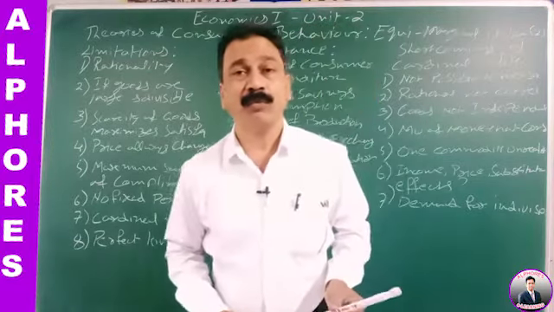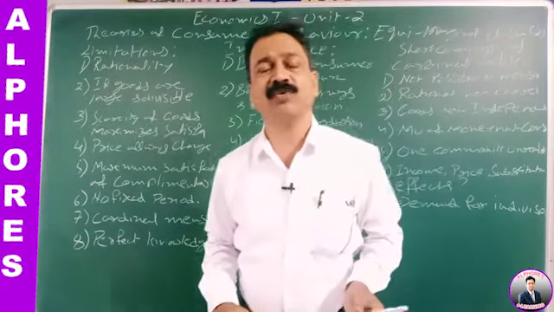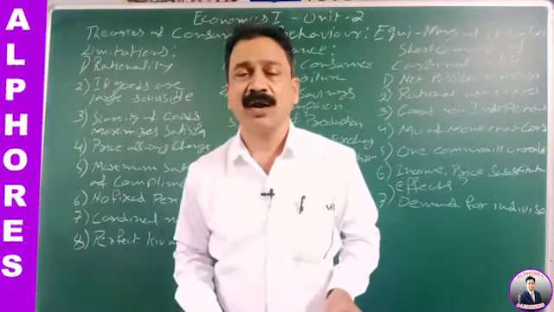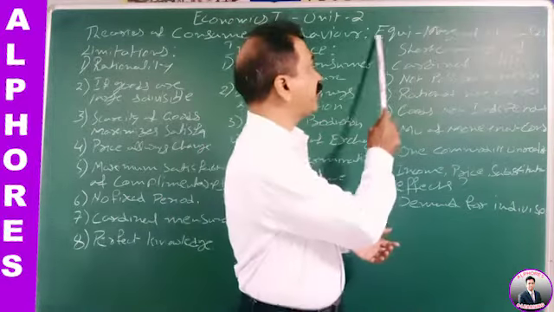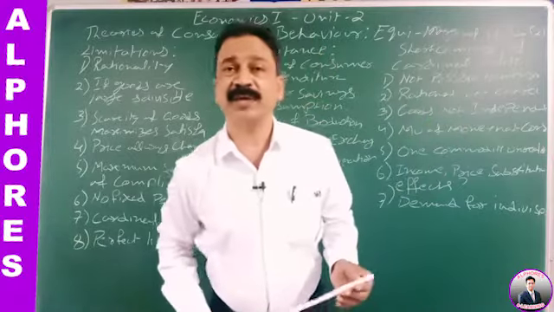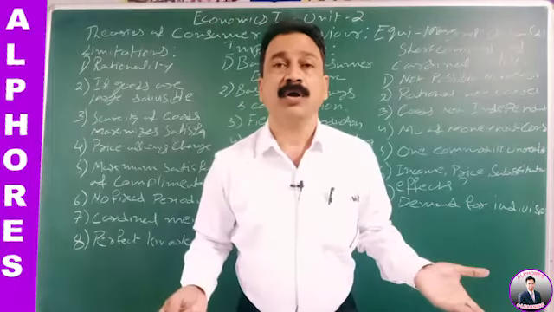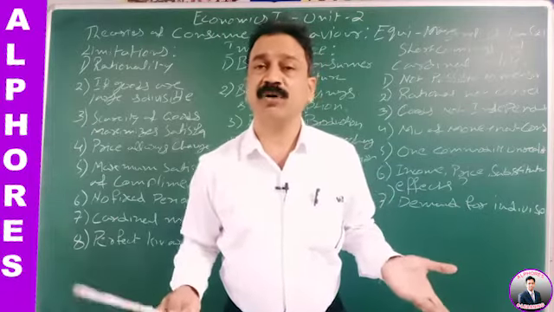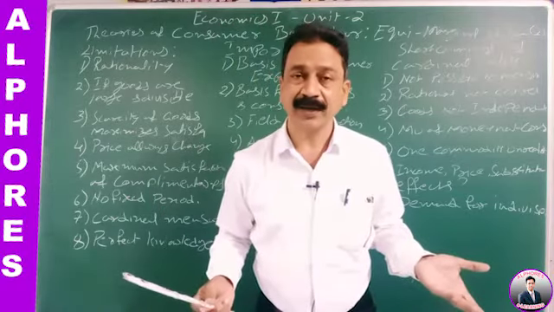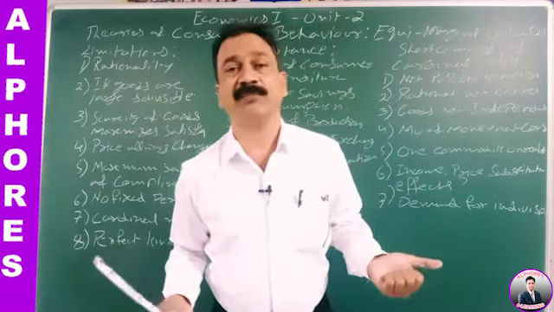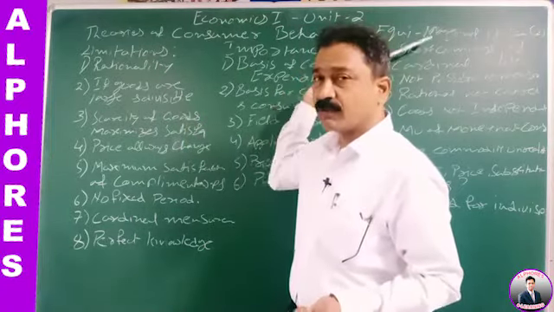Now we will see what are the limitations and what is the importance of the law of Equi marginal utility, which was developed and proposed in the book Principles of Economics by Alfred Marshall in 1890. First we will see the limitations of the law of Equi marginal utility.